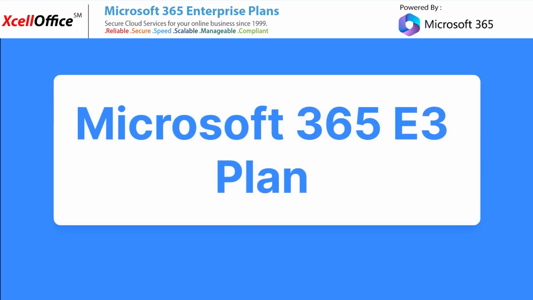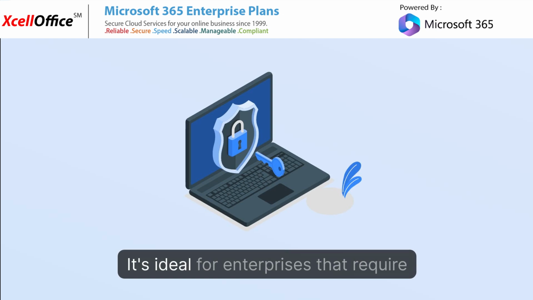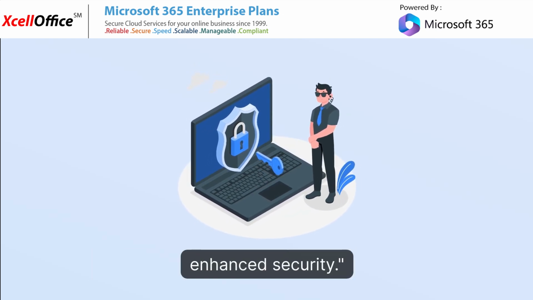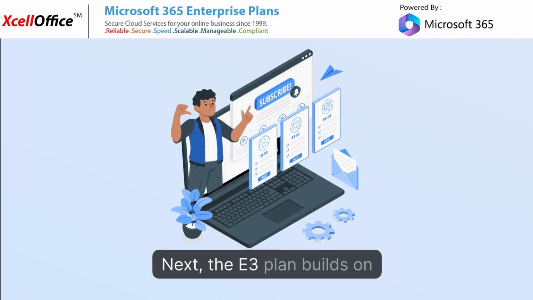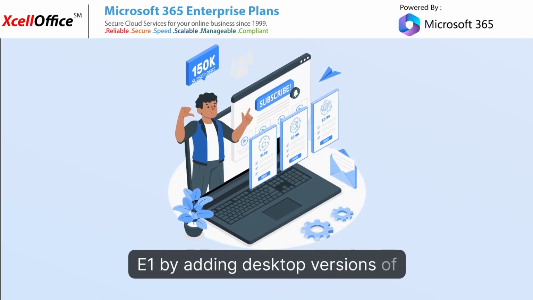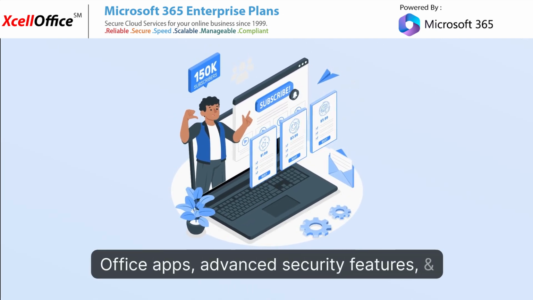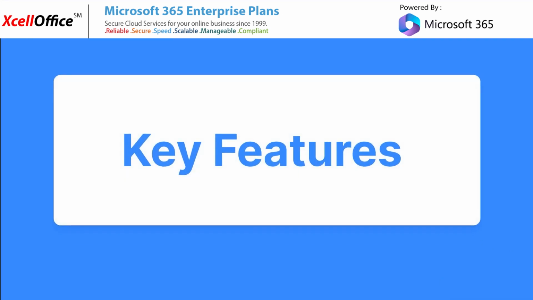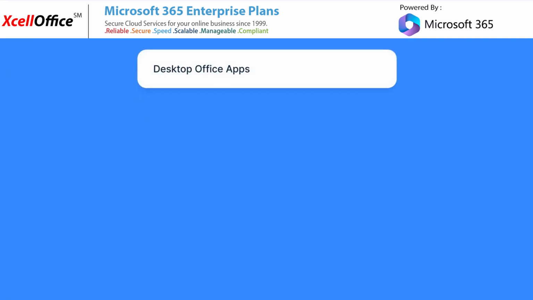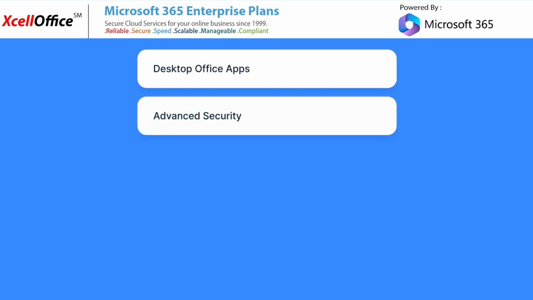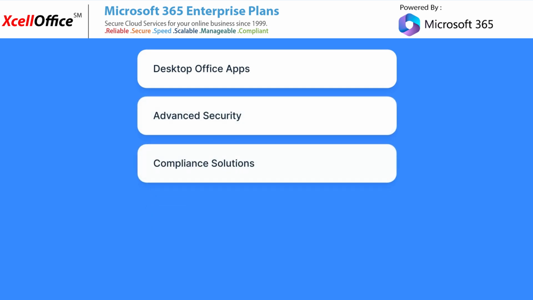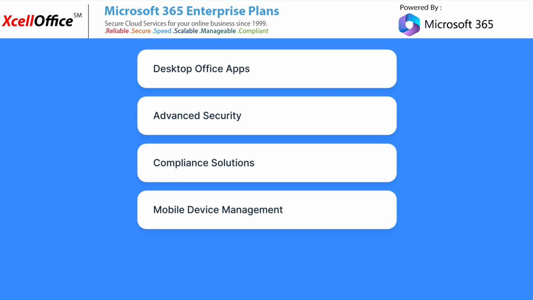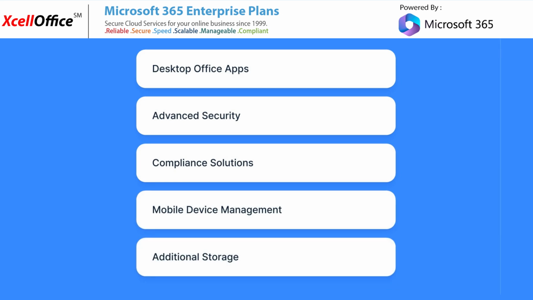Microsoft 365 E3 Plan. It's ideal for enterprises that require a full-featured Office experience along with enhanced security. Next, the E3 plan builds on E1 by adding desktop versions of Office apps, advanced security features, and compliance tools. Key features: Desktop Office apps, advanced security, compliance solutions, mobile device management, additional storage.